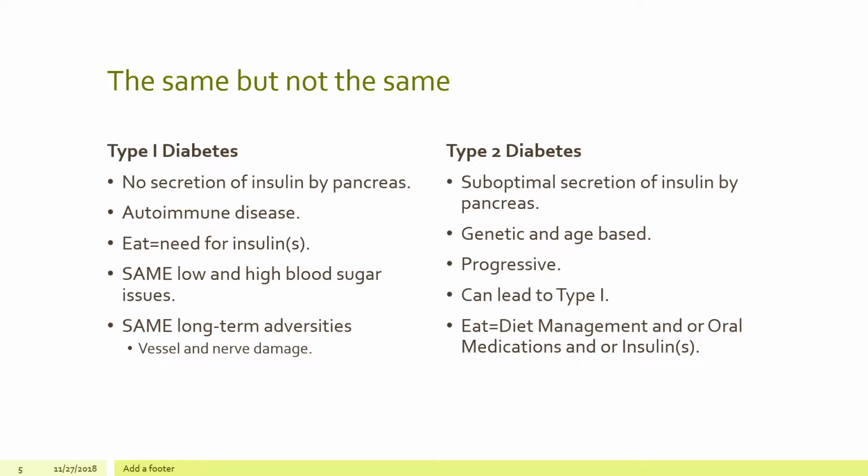So it is true that some type 2 diabetics do not have to take any medications, and that some type 2 diabetics end up taking even a couple medications or 2 different types of insulin, a long-acting and a short-acting. Things that are the same: low and high blood sugar issues, and they have the same long-term adversities such as vessel and nerve damage.